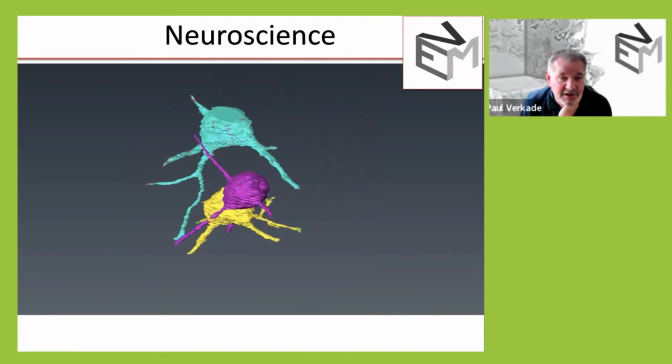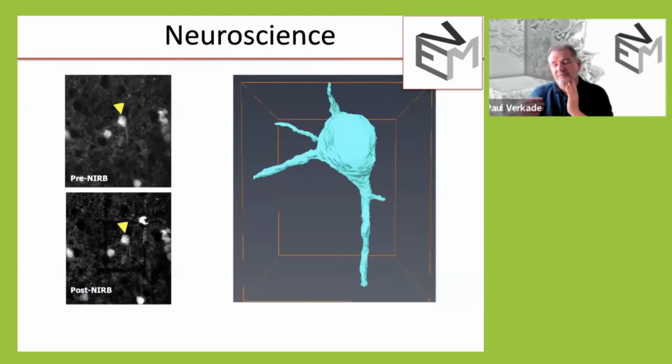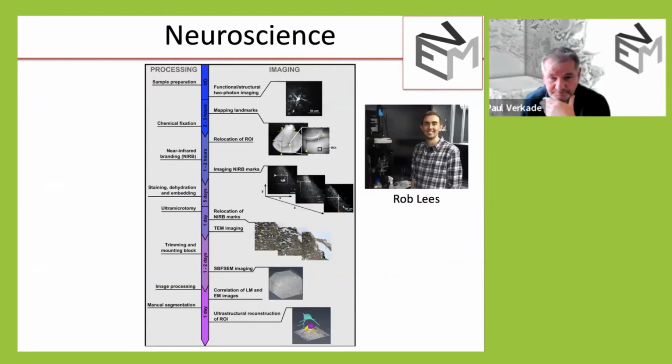And this is a large volume. This is microns, several microns long. And would only have been possible, again, by directing us to the right place to look, but also because we have this serial block face SEM, we could collect a large volume at the resolution we need. This, like I said, was done by Rob Lees, who developed that whole protocol, really retracing a single neuron inside a brain.